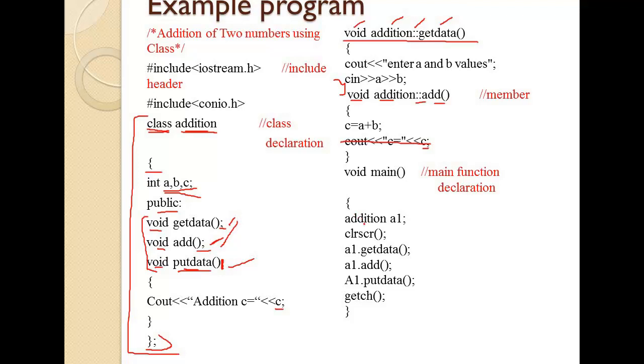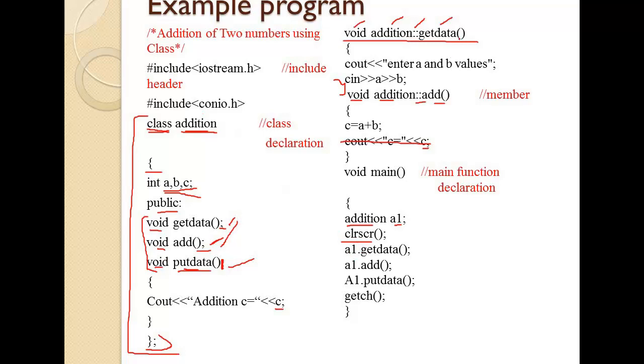The syntax for object creation is class name, space, object name. Remember, the object name may be anything. Here I have selected a1. Then if you want to use clear screen, you can use it here. After the object creation, you can use the clear screen, but you need to include conio.h, console input output.h.